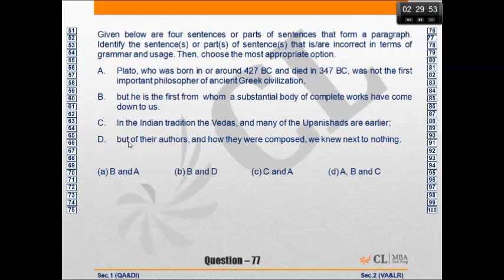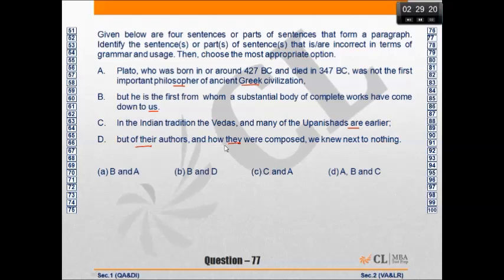Okay. Again, another question of grammar. Plato, who was born in around 427 BC and died in 347 BC, was not the first important philosopher of ancient Greek civilization, but he is the first from whom a substantial body of complete works have come down to us. In the Indian tradition, the Vedas and many of the Upanishads are earlier, but of their authors and how they were composed, we knew next to nothing.